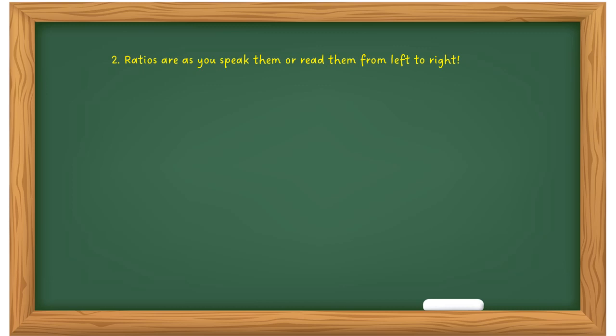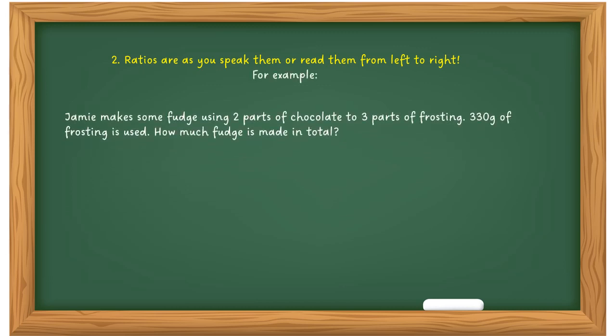Basic rule of ratio is that ratios are as you speak them or as you read them from left to right. So what does that mean? Jamie makes a fudge using 2 parts chocolate to 3 parts frosting. 330 grams of frosting is used. How much fudge is made in total?